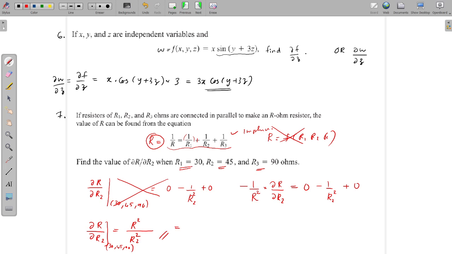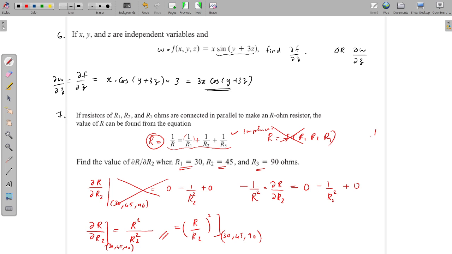So R squared can be written as, by taking the reciprocal of 1 by R and taking the whole squared, then putting the values for R1, R2 and R3. That is, we need to find R, then we put the value for R2 and take R squared. So this is R by R2 whole squared at the point 30, 45 and 90. First we can evaluate R.